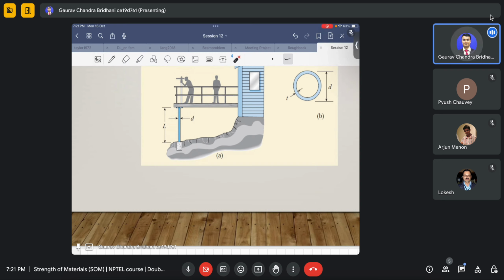As we are studying, these are elastic bodies. Don't consider it as rigid. If you consider the column as rigid, it will remain rigid, it won't deflect. Then it is different, and there won't be any buckling.